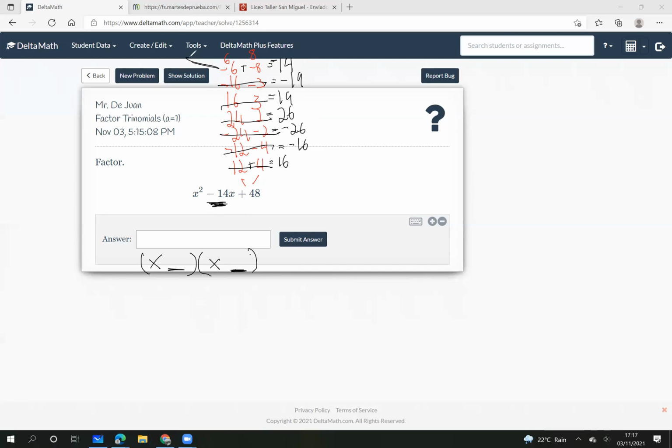And what did I find right here? I found that negative 6 added to negative 8 gives me negative 14.